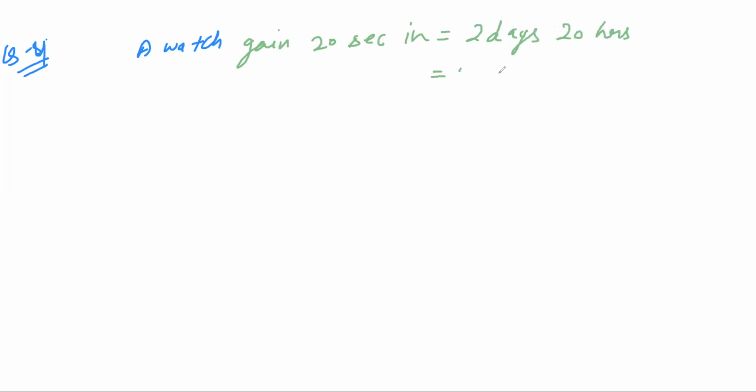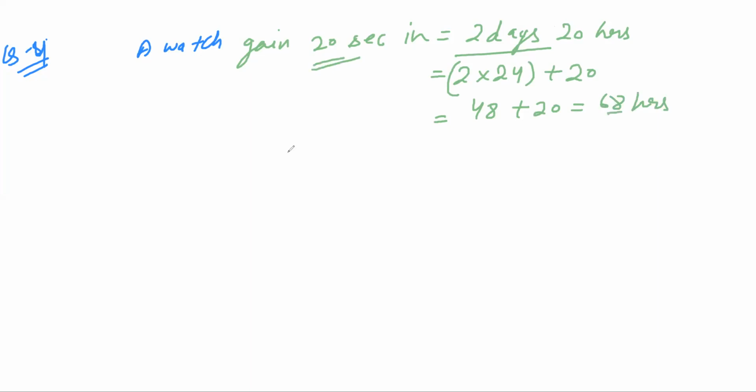So 2 into 24 plus 20. Okay, 2 days, because in 1 day there are 24 hours, that is why 2 into 24 plus 20. So you can convert it into hours. So 48 plus 20, so 68 hours. So it means a watch gains 20 seconds in 68 hours.